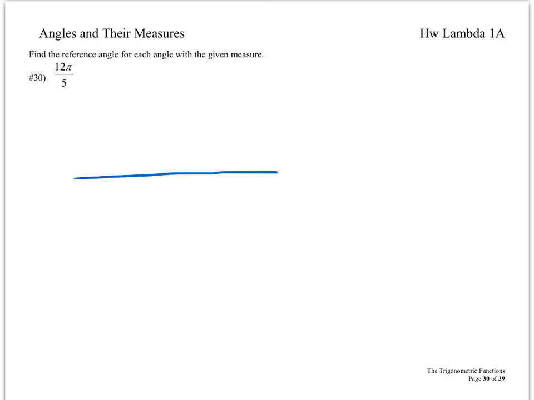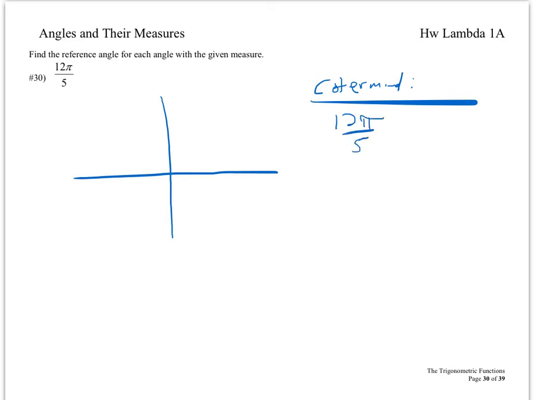Supposed to find the reference angle for 12 pi over 5. And to figure out where 12 pi over 5 falls into the coordinate plane, you might choose to find a coterminal angle to do that. The reason that you might choose that for this problem is because 12 pi over 5 is more than one complete revolution. If I subtract a complete revolution from this, which is the same as subtracting 10 pi over 5, that gives us 2 pi over 5.